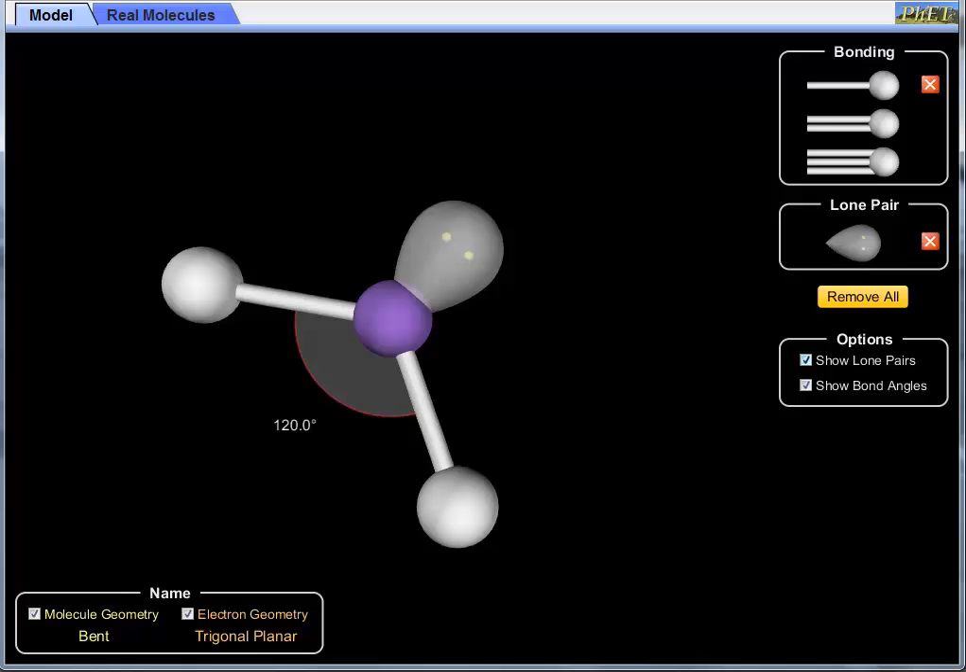if we don't show the lone pair and we hide it, we can see the molecule now consists of the central atom with two atoms bonded to it, and the bond angle is 120 degrees. The lone pair is not bonded to anything, and as such it does not contribute to the geometry of the molecule itself. It contributes to the geometry of the electron domains, but not to the name of the molecule. So if we hide the lone pair, we can see that the shape of this molecule is bent, and we can see down here that the molecular geometry is in fact bent.